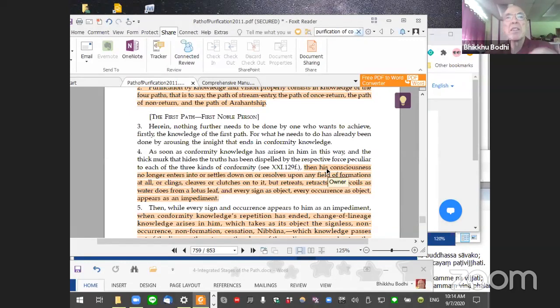So now his mind no longer enters into or settles down on anything within the field of formations, the field of conditioned phenomena, but it retreats, retracts, and recoils as water does from a lotus leaf. Every sign is an object, every occurrence is an object. Every mark of conditioned phenomena appears as an impediment.